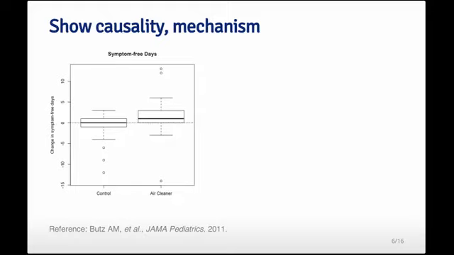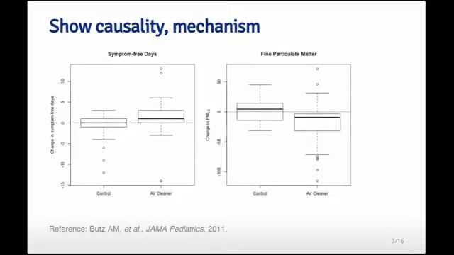And so we can show a plot that might corroborate that evidence. And so we can show another plot which has the symptom-free days on the left-hand side and then the particulate matter on the right-hand side. So now we can see what was the effect of the air cleaner on the particulate matter levels inside the child's home. And you can see that for the control group, there was basically no change in the particulate matter levels, maybe even a slight increase in the levels.